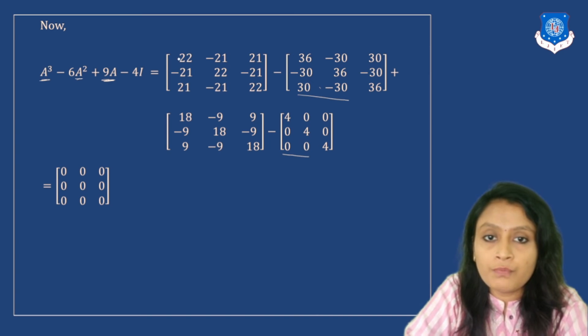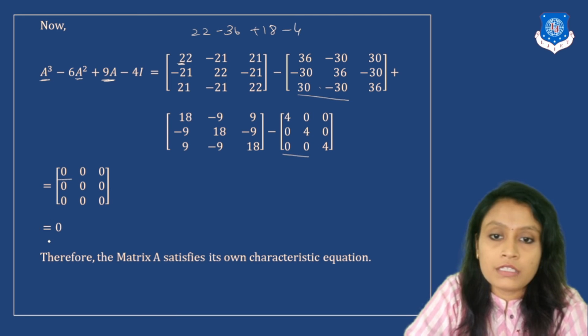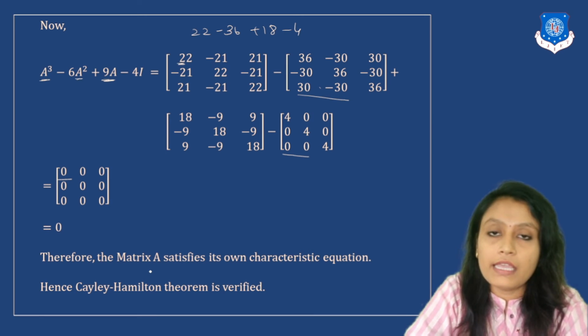So for that what we'll do, first consider the first terms from each and every matrix. Okay, so 22 minus 36, then plus 18 minus 4. Simplify this, so you will get 0. Similarly, we have to consider each and every second term of the matrix, right? And we have to simplify like this, so you will get this 0 matrix. Okay, so what we can say from this is that this matrix A satisfies its own characteristic equation, right? And therefore we can say that Cayley-Hamilton theorem is verified, right?